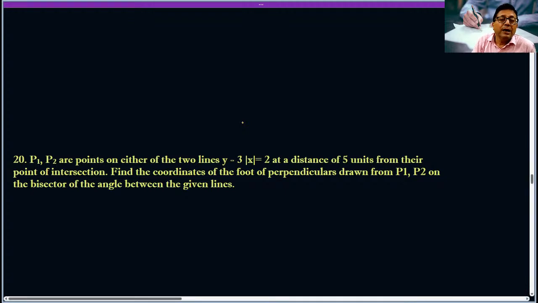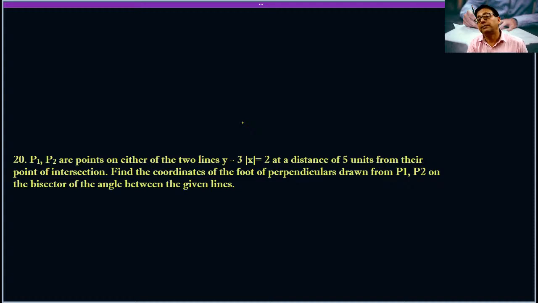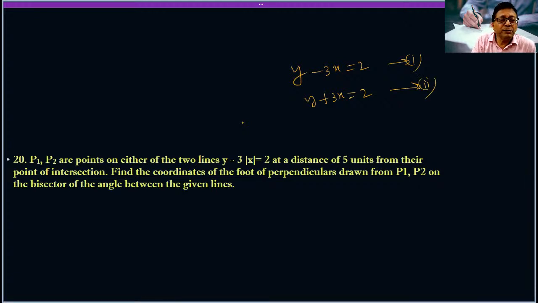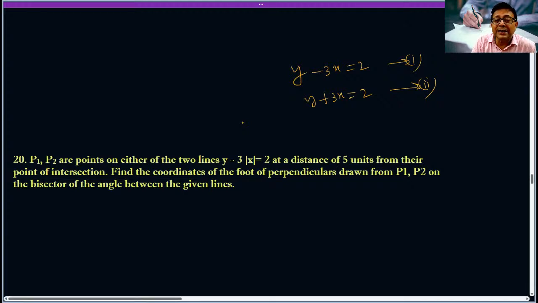One thing, definitely I will solve it, but bisector equation not in syllabus. We cannot take the help of that. Y minus 3x equal to 2, one line. Y plus 3x equal to 2, the other line. P1, P2 are points on either of two lines, at a distance 5 units from where they intersect.